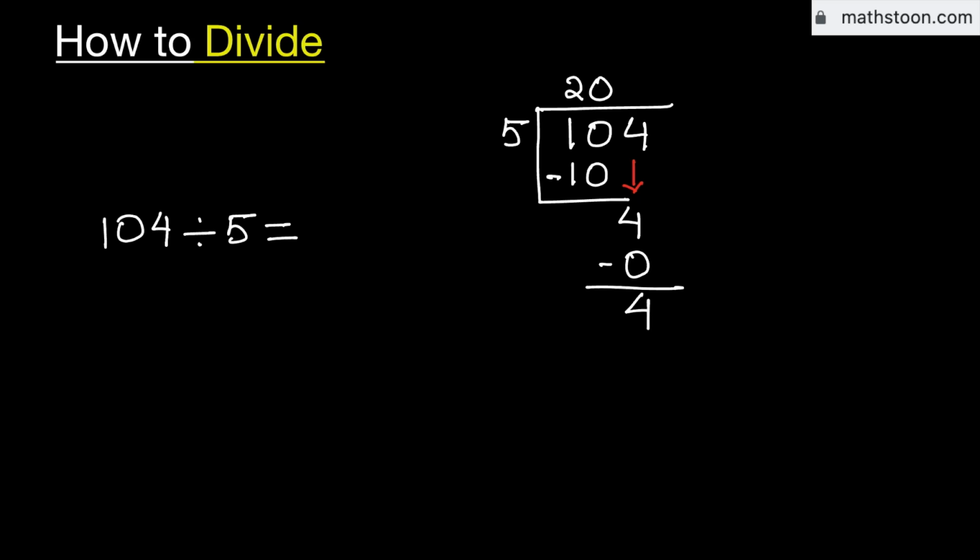So in this case, we will borrow 1 0, and for that we need to put a decimal here. And we know that 5 times 8 is equal to 40. Subtract, we get 0. As we get the number 0, we will stop. Therefore, 104 divided by 5 is equal to 20.8, and this is our final answer.